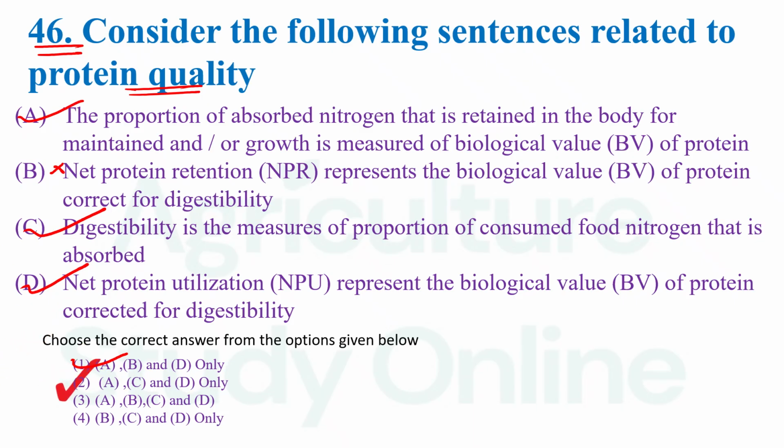So biological value is for the retention of absorbed proteins. Digestibility is for absorption of consumed proteins. NPU, that is net protein utilization, is for overall utilization, that is biological value and the digestibility. And net protein retention is for a different concept, and it is not based on the biological value.